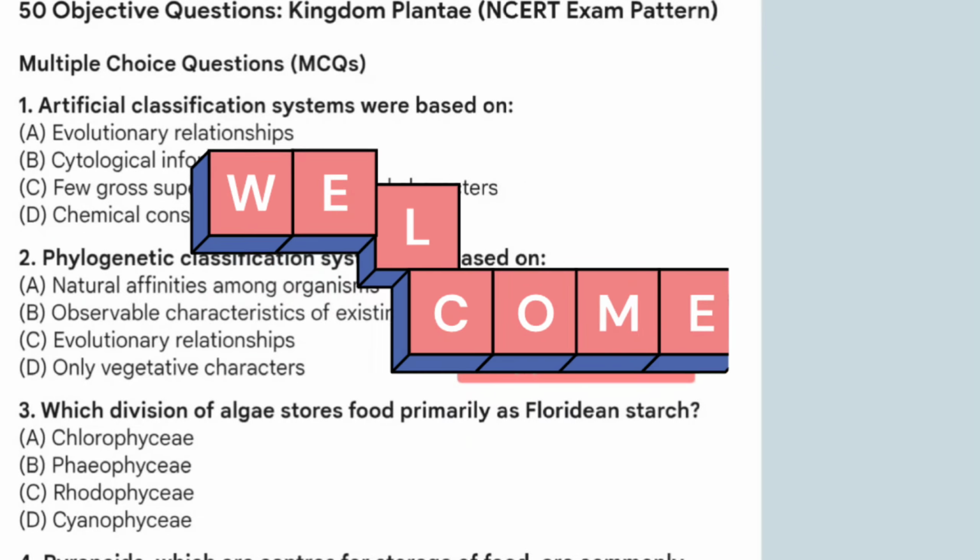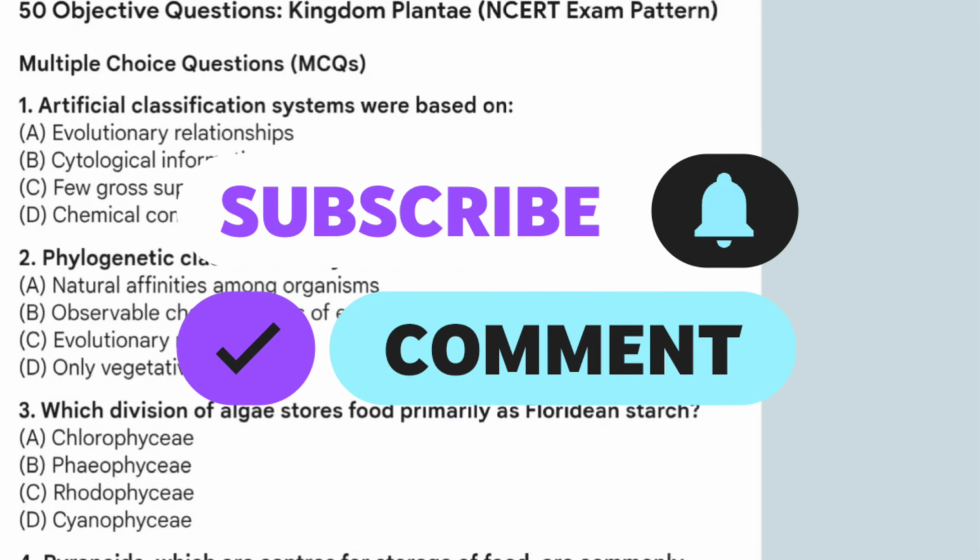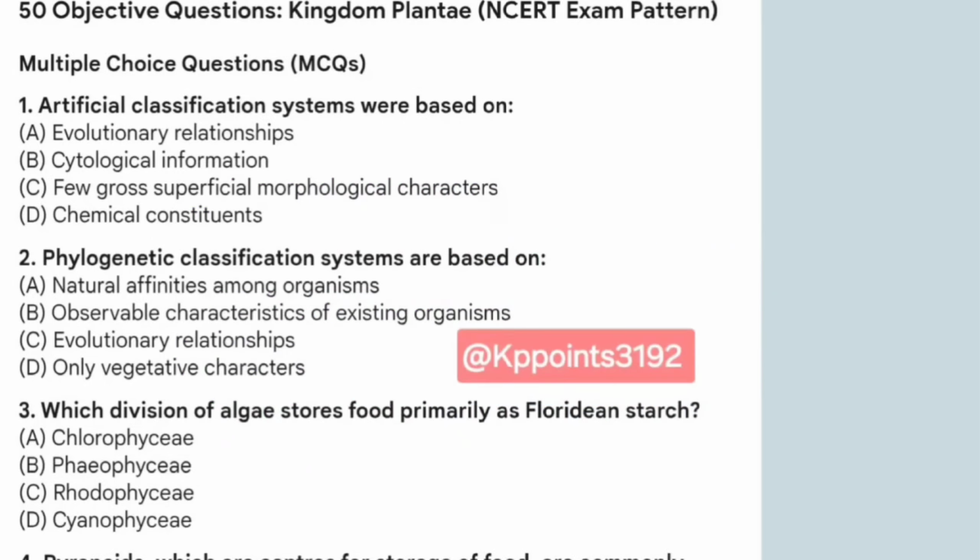In the last lecture, we talked about the top 50 questions of Kingdom Plantae. Now let's talk about another top 50 questions of Kingdom Plantae, part 2. First question: artificial classification systems were based on evolutionary relationships? No. Cytological information? No. Few gross superficial morphologic characters? Yes. The correct answer is C.